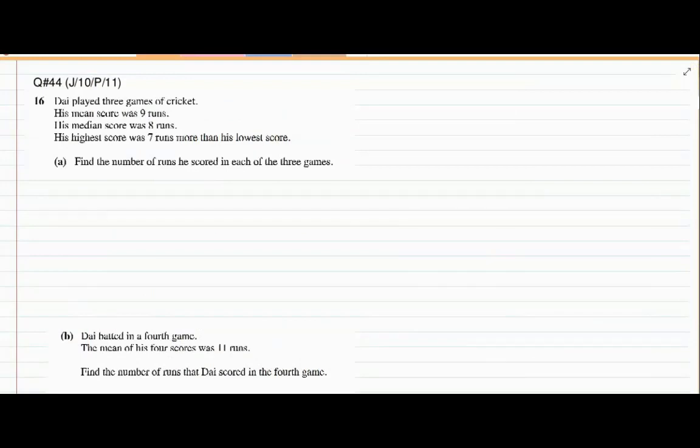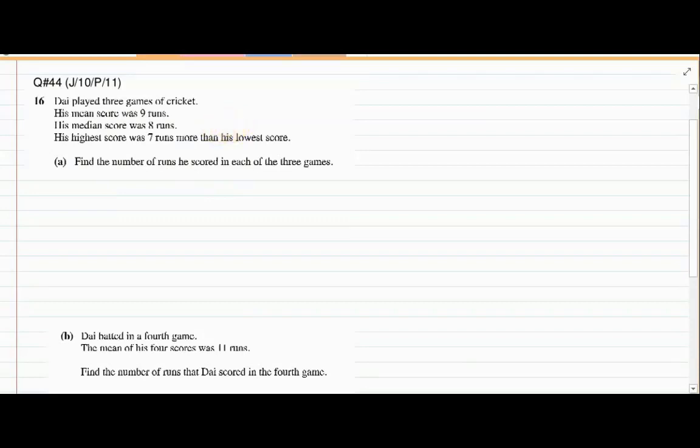Okay class, now this one is the last question of today's class. It says that Dai played 3 games of cricket. His mean score was 9, his median was 8, and the highest score was 7 runs more than his lowest score, right? Find the number of runs he scored in each of the 3 games. Now this question is a very good conceptual question on mean, median and highest and lowest score, right?